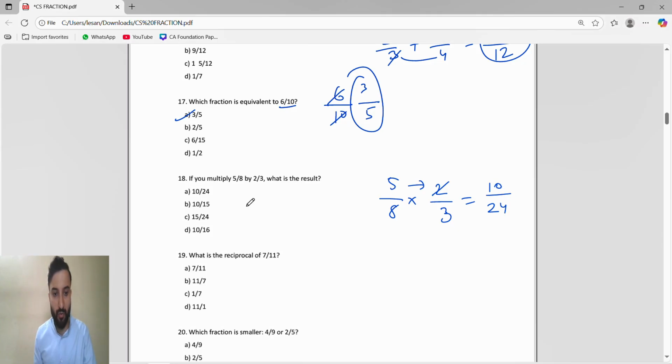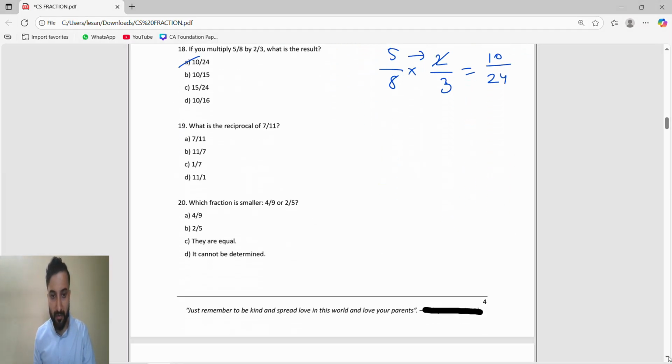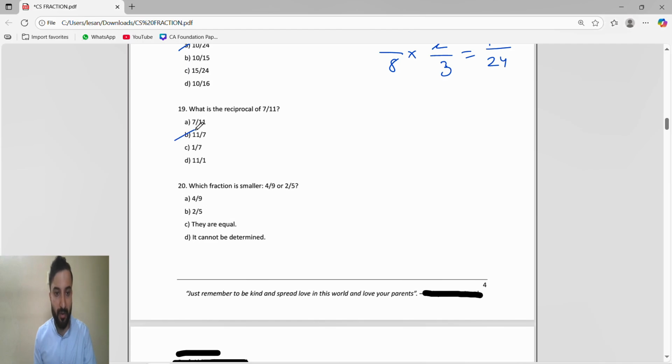So 10 by 24 is there? Yes, 10 by 24. What is the reciprocal of 7 by 11? The reciprocal of 7 by 11 is 11 by 7. Which fraction is smaller, 4 by 9 or 2 by 5?